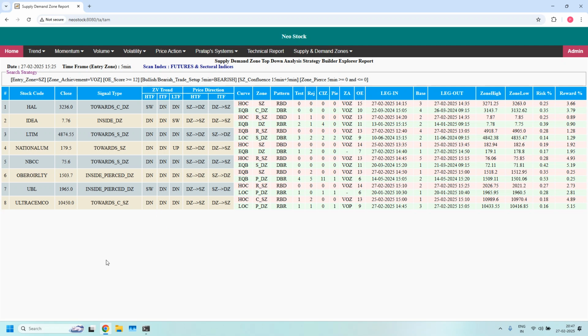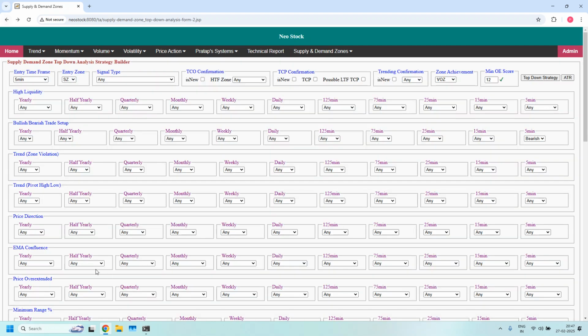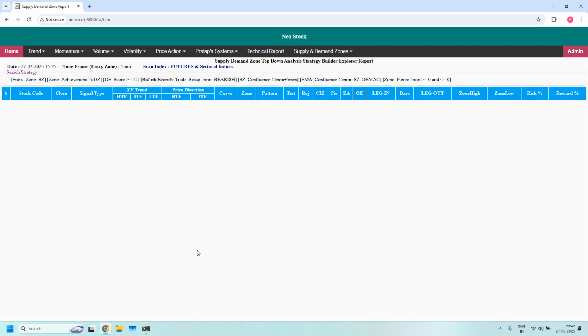If any of those 15 minute supply zones are having daily EMA confluence, then these 5 minute supply zones could be having more probability to get success. Let's verify. In the EMA confluence at 15 minutes time frame, checking 15 minute supply zone having daily EMA confluence. So none of them are having daily EMA confluence. Okay, this is based on ITF specific.